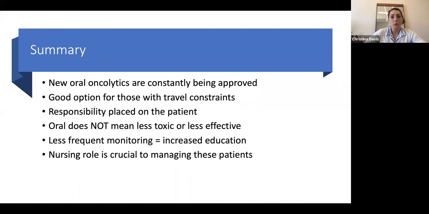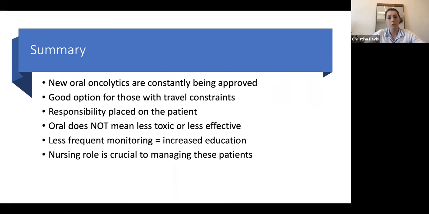So in general, new oral oncolytics are constantly being approved. We do have good options for patients who maybe have travel restraints or can't make it to the hospital. But also on the flip side, we are placing the responsibility on our patients to take their medicine every day, take it appropriately, take it with or without food, depending on what it is. Oral does not necessarily mean less toxic or less effective. And less frequent monitoring at the hospital means increased education.